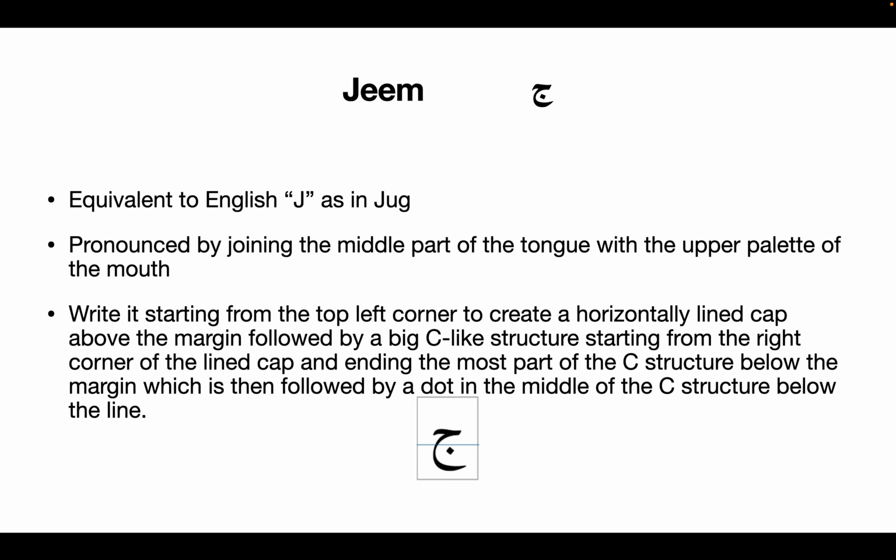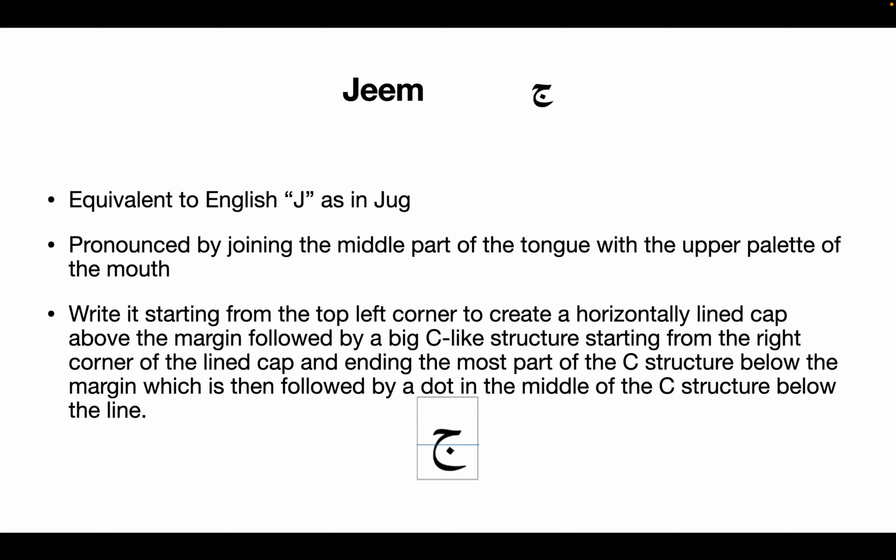So it's pretty straightforward. It's a strong J sound produced in Arabic by touching the middle part of the tongue to the upper palate of the mouth. We just need to elongate the sound G for a while. Jeem. It's not Jim, it's Jeem. That's just the name of the letter, but the sound that it produces is J. So the name of the letter is Jeem, and the sound that it produces is J.